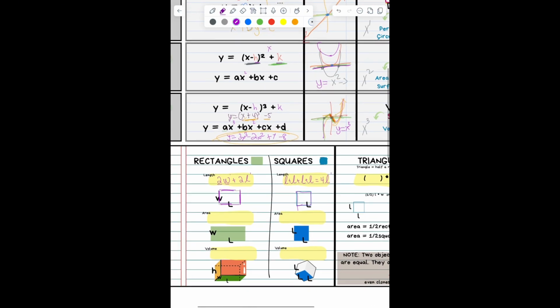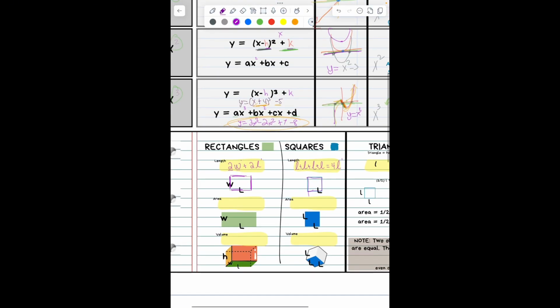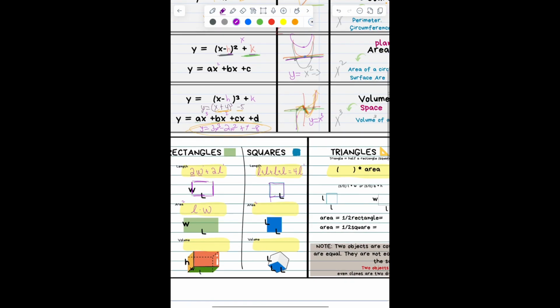Now we move into the next dimension. And so you can see when we're doing area, we multiply 2 things. Area is 2 things multiplied. And so 2 things multiplied here is a width times a length. And that's your area. But when it's a square, those 2 things are the same. And so length times length. So that's something to keep in mind.